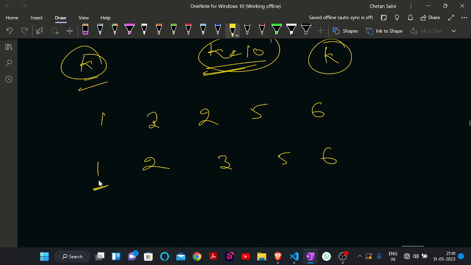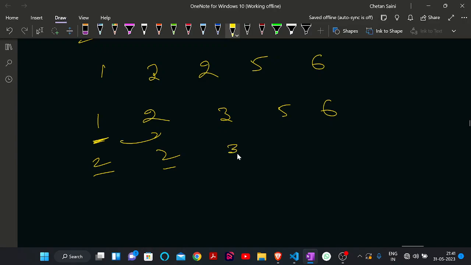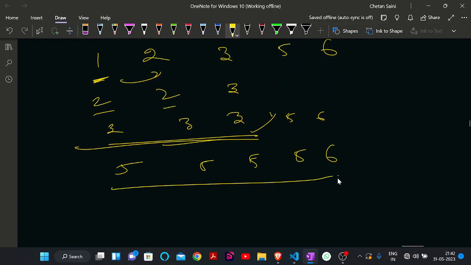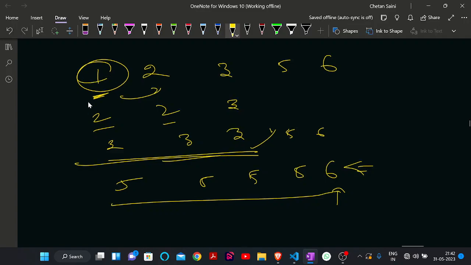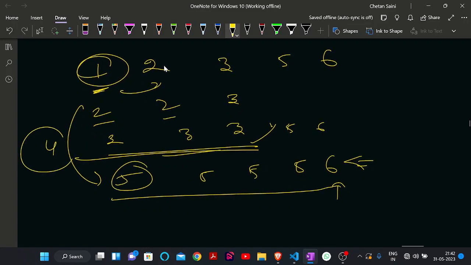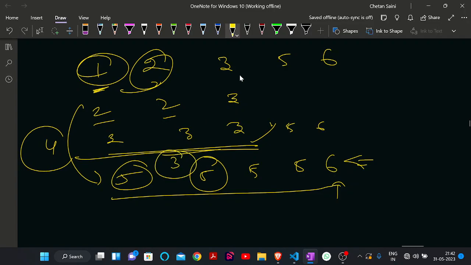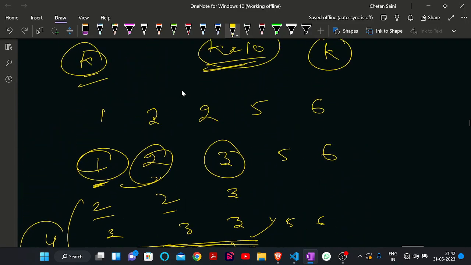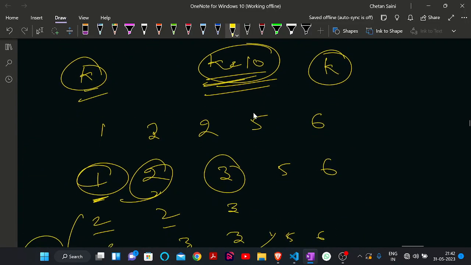First of all we will target to make 1 equal to 2. Then we will target to make all these 2 equal to 3. Then we will target that these elements should be equal to 5. Then we will target that these elements should be equal to 6. But as of now you can see how many operations we have performed. From 1 to 5 we have performed 4 operations, 2 to 5 3, and 3 to 5 2 operations. So 4 plus 3 plus 2, that is 9 operations. The value of k is given to us as 10, so we can perform at most 10 operations.